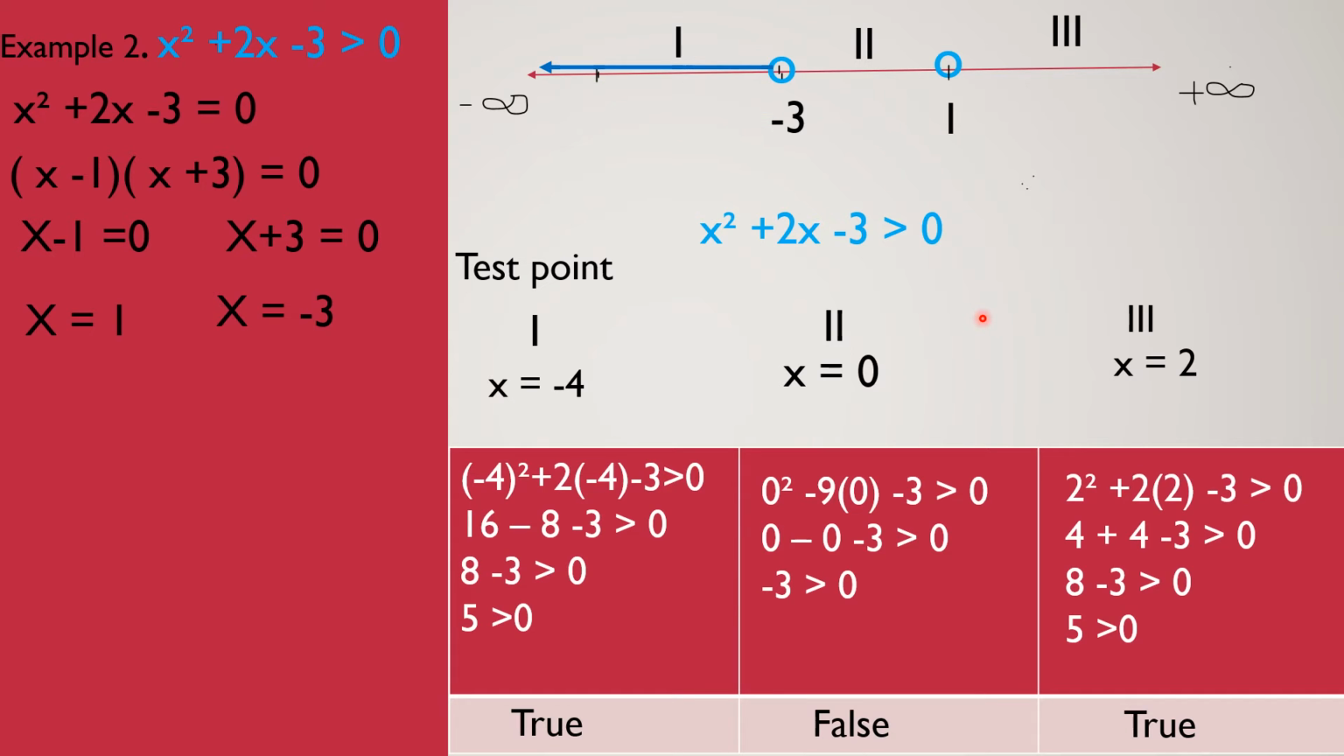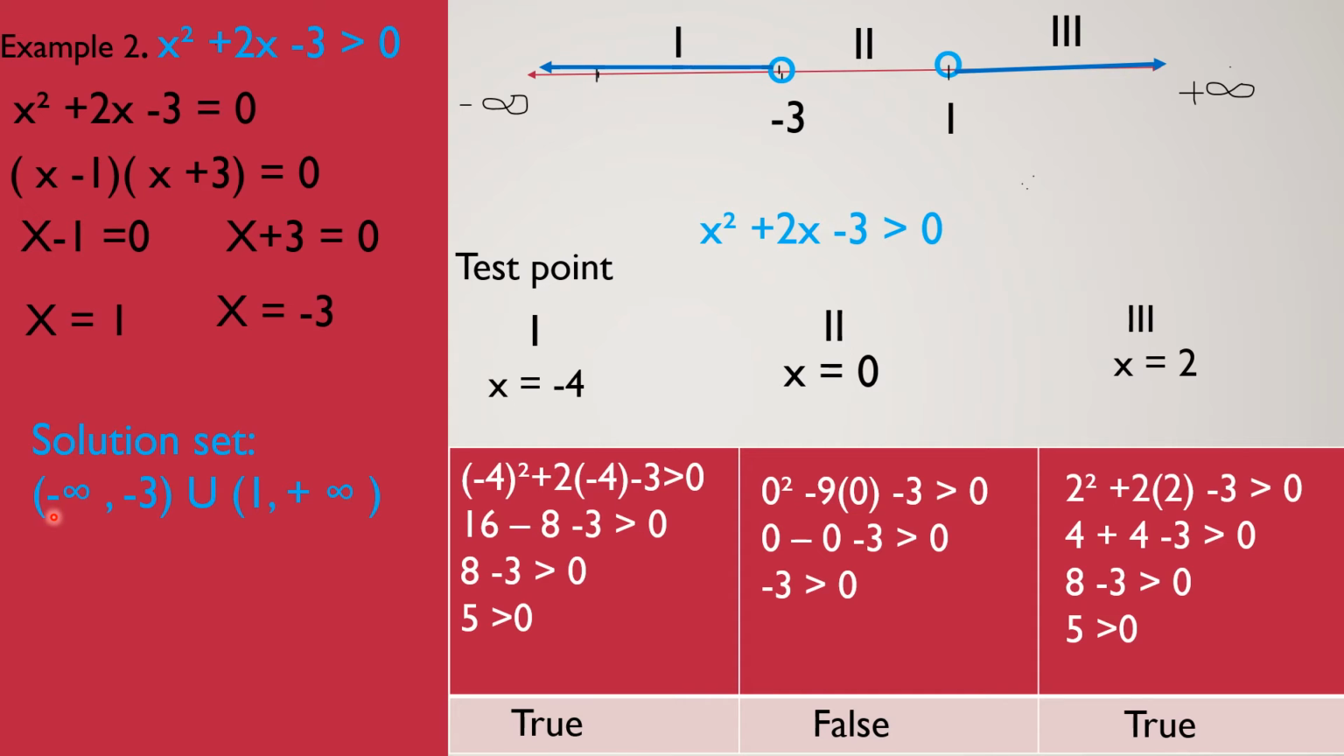Now, the part of the solution is from -3 going to -infinity, because this part here is true, and also because this part 3 here is also true, to positive infinity. So our solution is we're just going to combine these two. And that is, we're going to have a union now of two sets of values in set notation here.